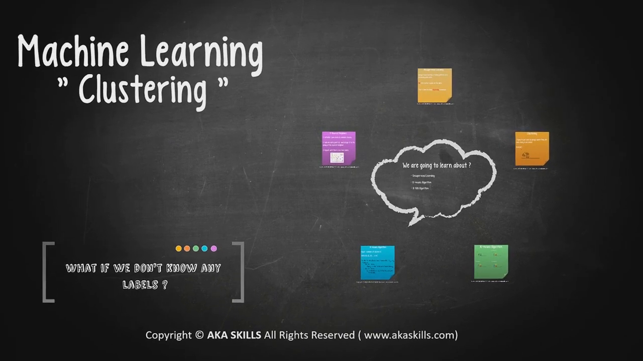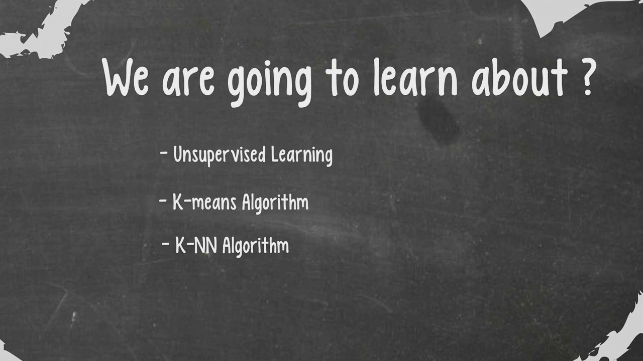So let's get started. In this video, we're gonna learn about some notations on unsupervised learning. Then we're gonna see some algorithms, specifically the k-means algorithm and the KNN algorithm, or the k nearest neighbors algorithm.